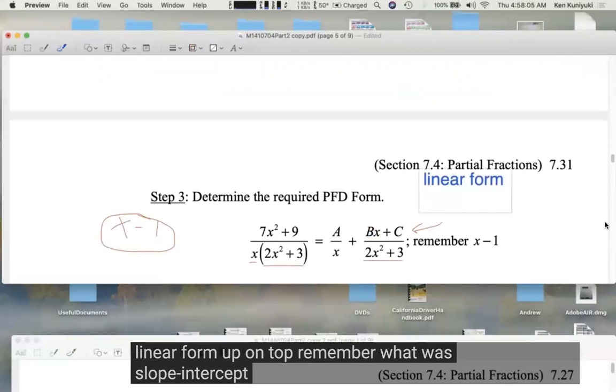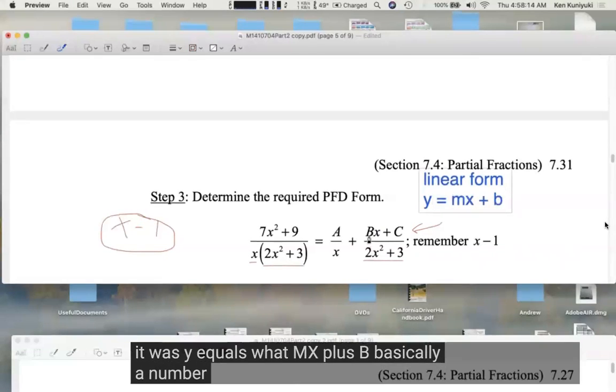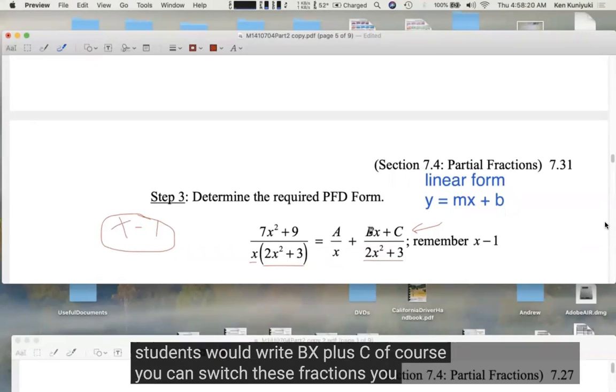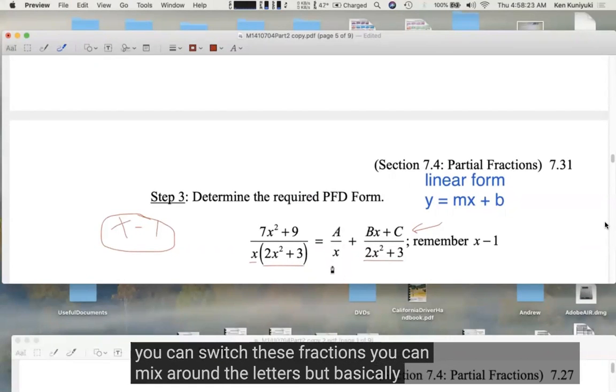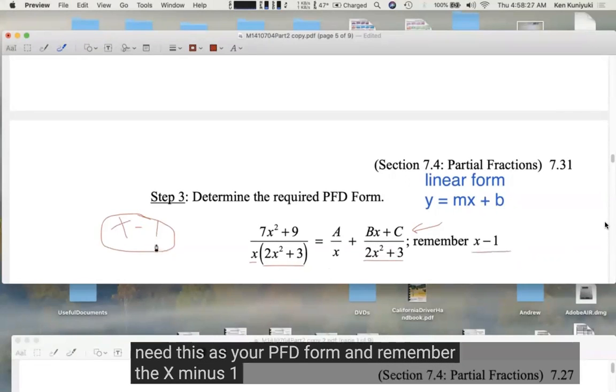Remember, what was slope-intercept form for a line? It was y equals what? mx plus b. Basically, a number times x plus a number. So most students would write Bx plus C. Of course, you can mix around the letters, but basically you need this as your PFD form. And remember the x minus 1. That's a ghost. That's in the bank.